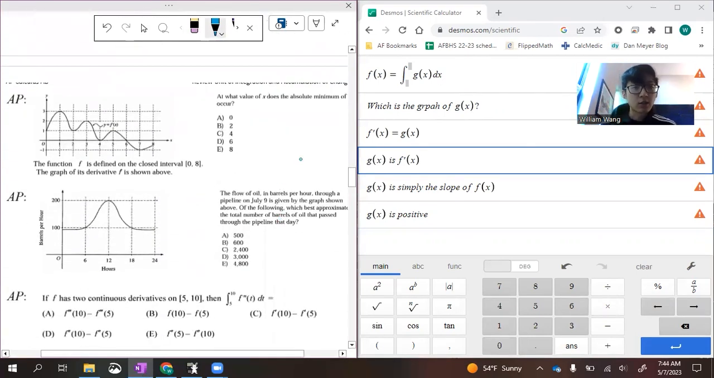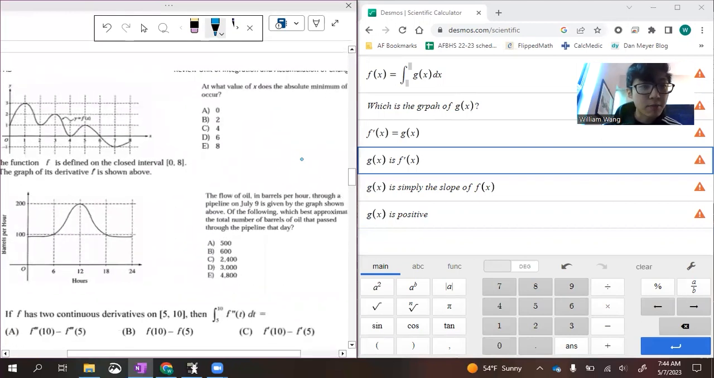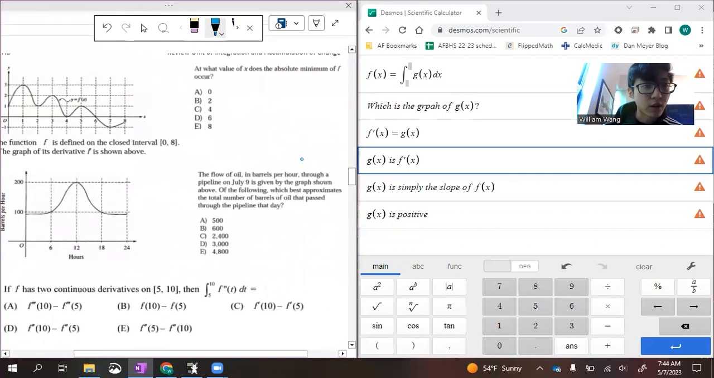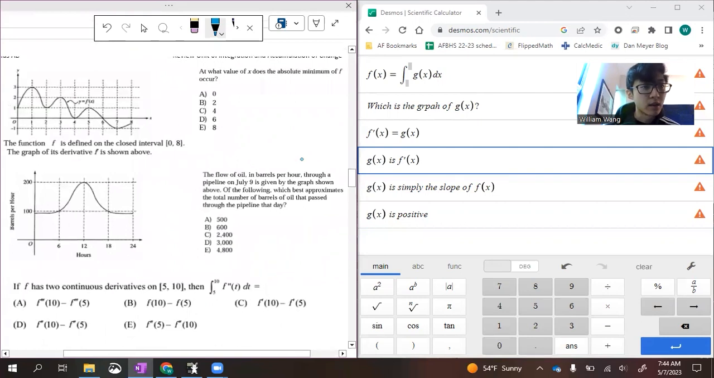All right, next question. At what value of x does the absolute minimum of f occur? All right. The function f is defined on the closed interval. The graph of the derivative f, that should say f prime, and it does, it's just hard to see. The graph of its derivative f prime is shown above, so this is f prime.